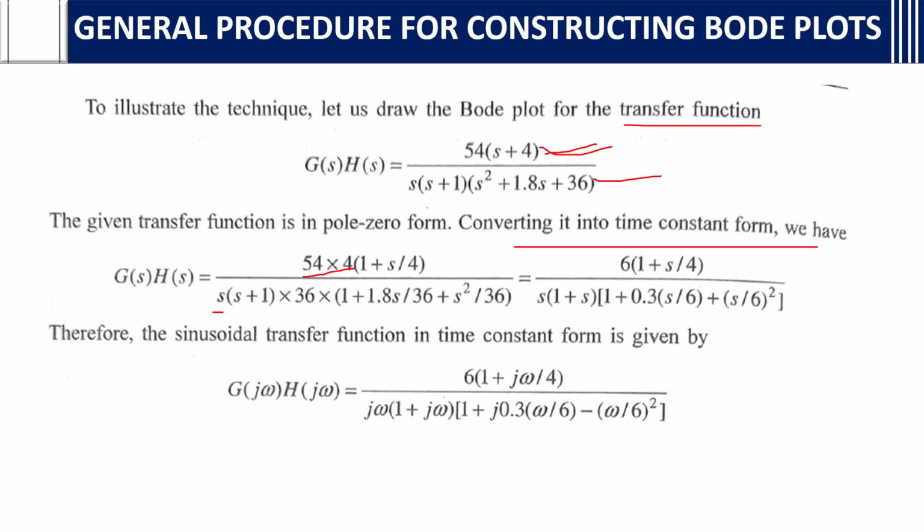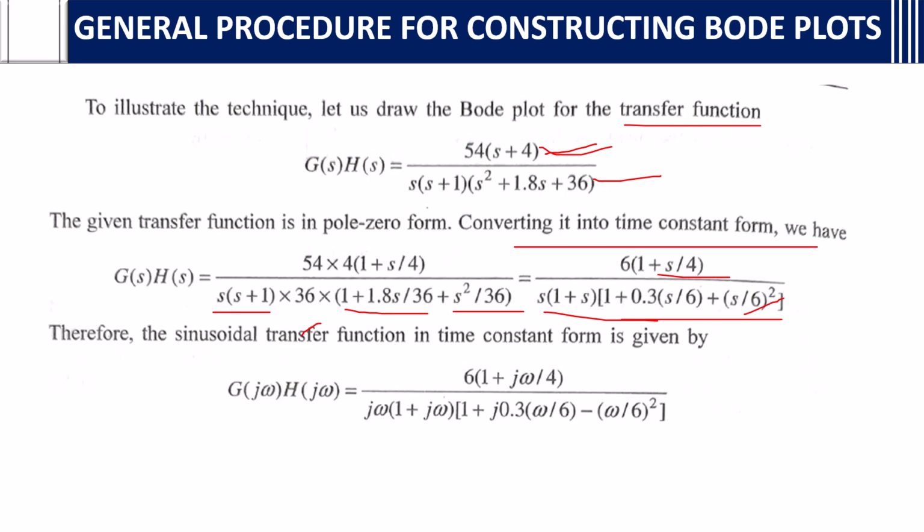Then s into (s+1) into, if you take 36 common, then 1 plus 1.8 into s by 36 and s square by 36 you can write. Then if you cancel here, 4 nines are 36 and 9 sixes are 54, so you are left with 6. So 6 into (1 plus s by 4) by s into (1 plus s) into (1 plus 0.3 s by 6 plus (s by 6) whole square) you can write.